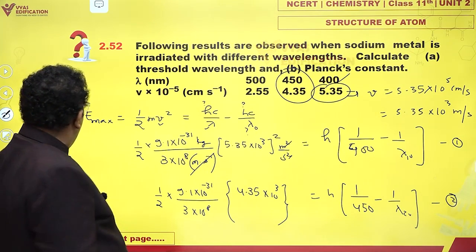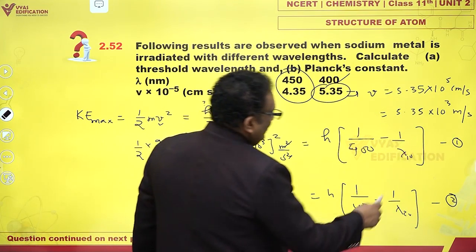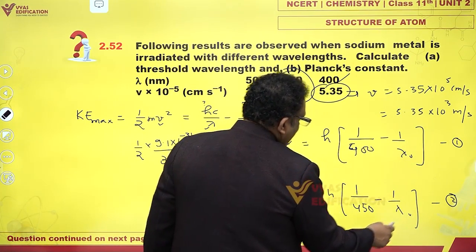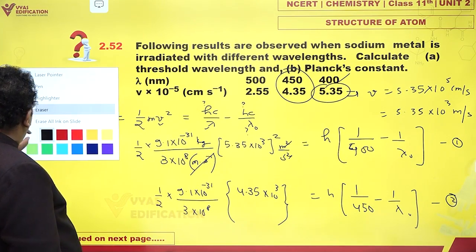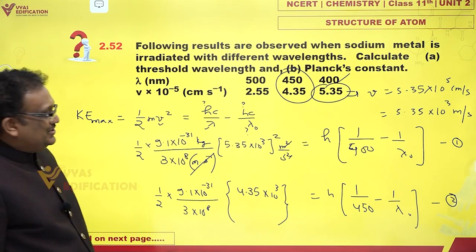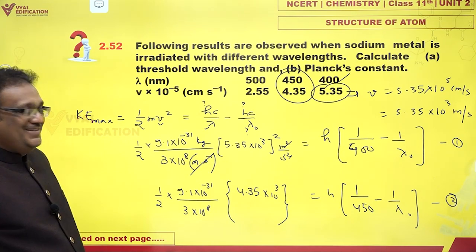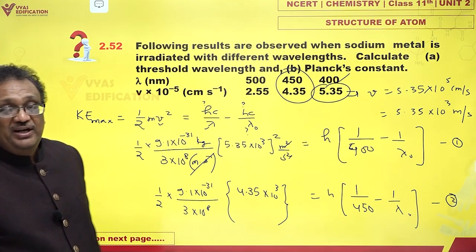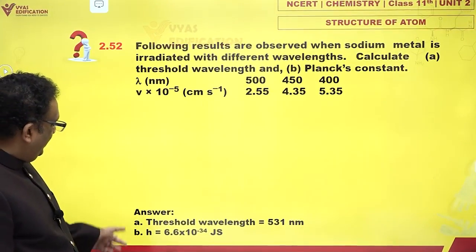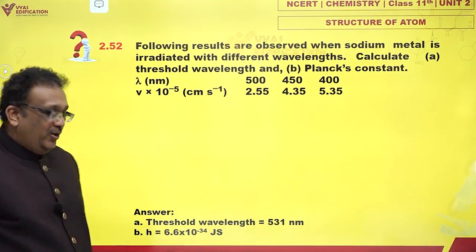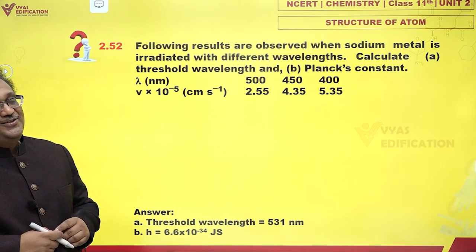As a matter of fact, there is no lambda 1 naught or 2 naught. Why? This is just sodium metal always. The threshold frequency doesn't change. Velocity changes with incident radiation, which is anyway changing. I have two loving equations and I have two lovely unknowns. Can I not solve them? Yes, I can. And the moment I do, I get the answer for both Planck's constant h and threshold wavelength lambda. What does that come out to be? Threshold wavelength comes out to be 531 nanometers. Planck's constant is our good old 6.6 into 10 to minus 34 joule second.